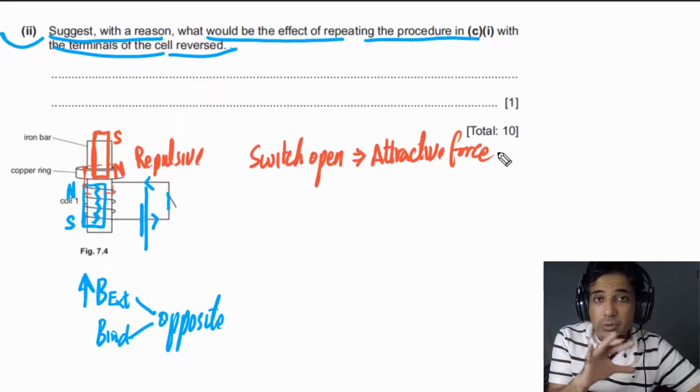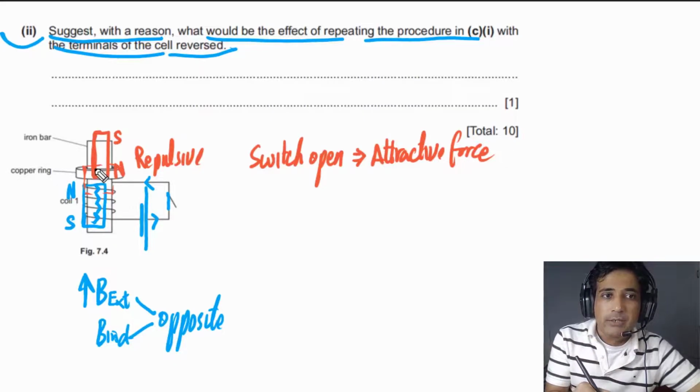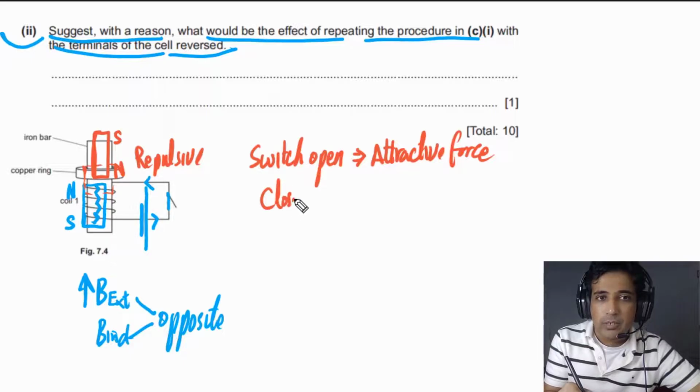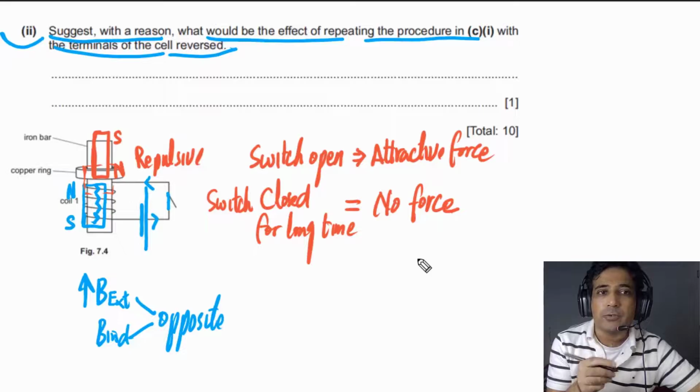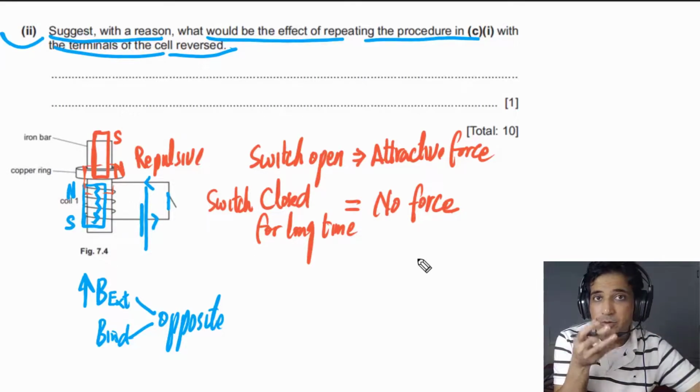They can also ask you in the exam, if this switch is closed for a long time, is there any force on the ring or not? If the switch is closed for a long time, then what will happen? No force, because there is no change in magnetic flux. So there will be no force, and the ring will just stay there. These are the things you need to understand about this type of question.